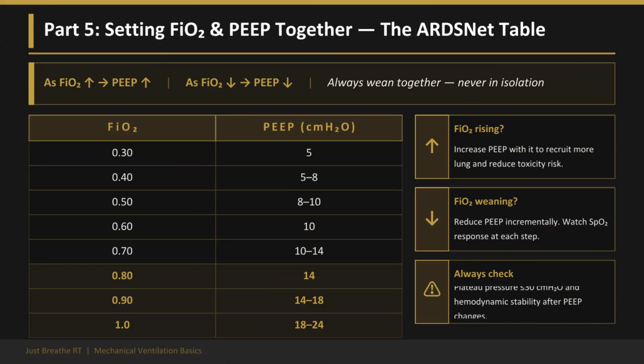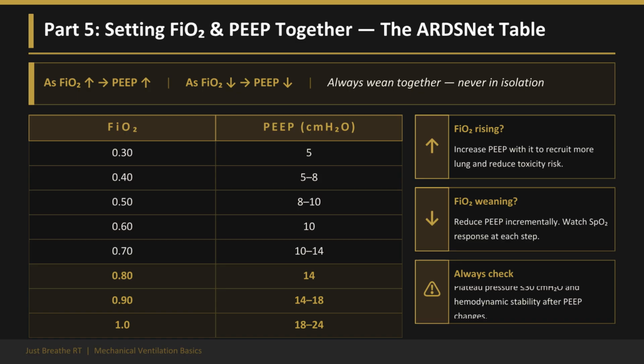This is where clinical practice meets the science, and this is what is going to make you look sharp at the bedside. The ARDSNet protocol established a paired FiO₂ and PEEP table that guides how we adjust these two settings together in ARDS patients. The concept is simple. As FiO₂ goes up, PEEP should go up with it. As PEEP recruits more lung, FiO₂ can come down. Here's a simplified version of the lower PEEP ARDSNet table.